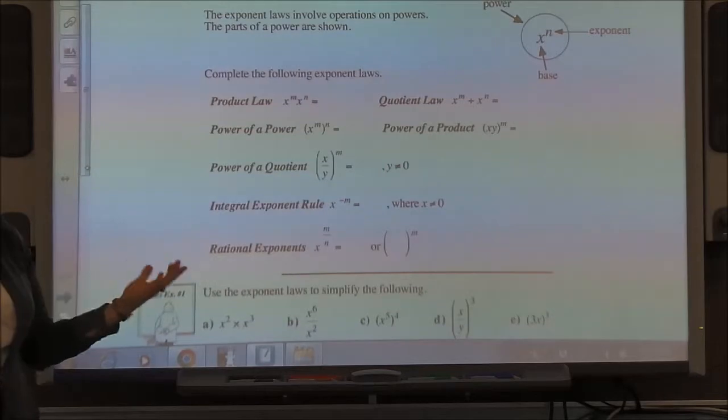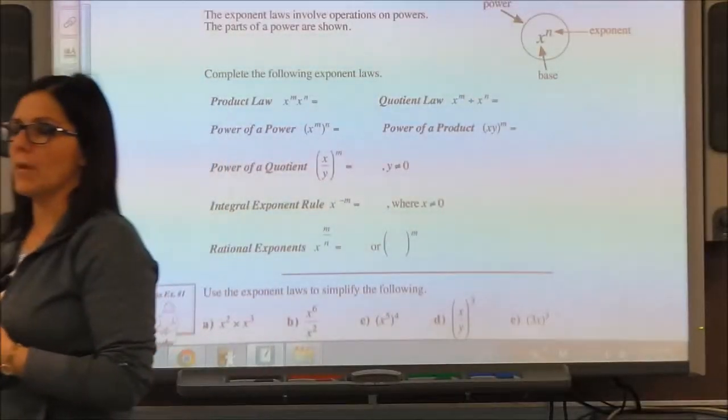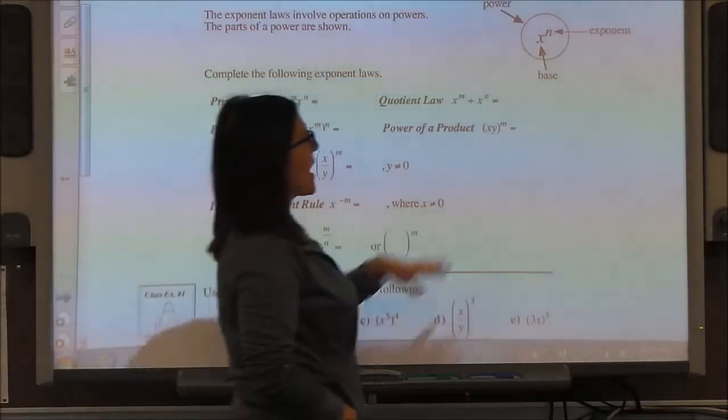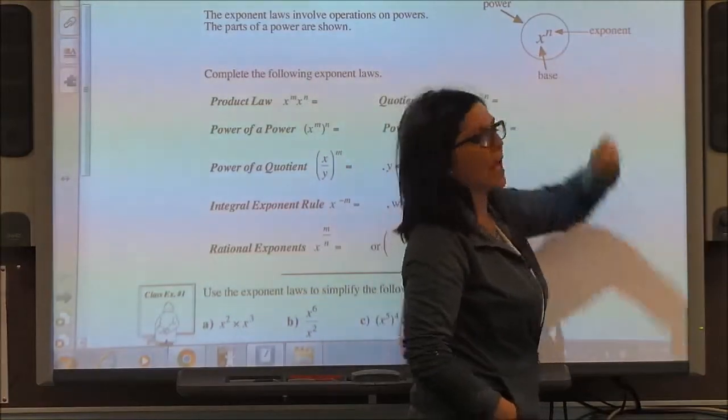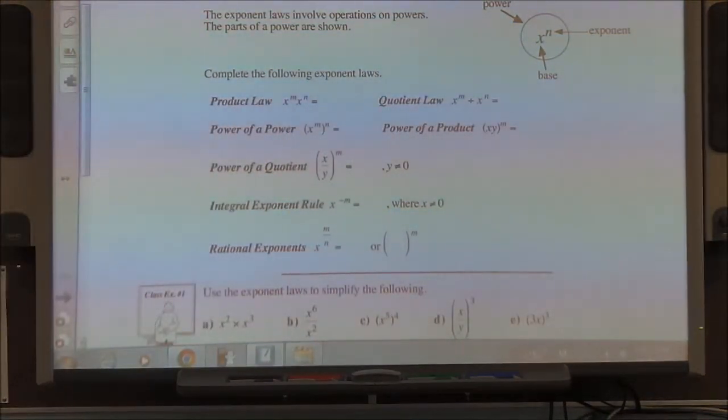So exponents or powers are just a way of shortening repeated multiplication. So instead of going 3 times 3 times 3 times 3 times 3, I can go 3 to the power of 5. It means the same thing. So within my power, I have my base and I have my exponent. Bases don't have to be just numbers. They can be variables. They can be fractions. They can be decimals. They can be negative numbers as well as positive numbers.